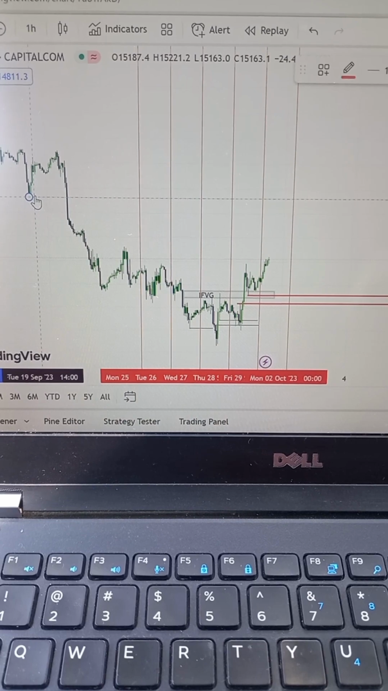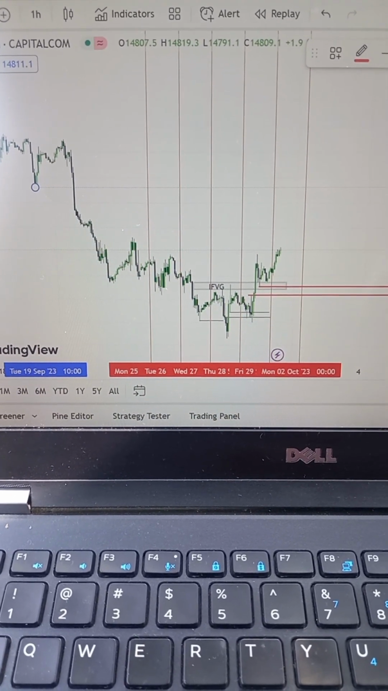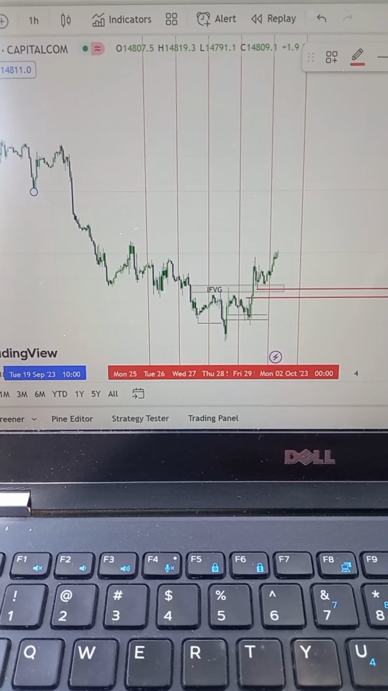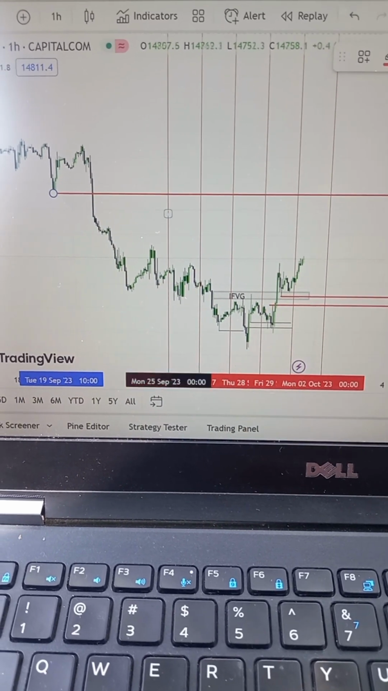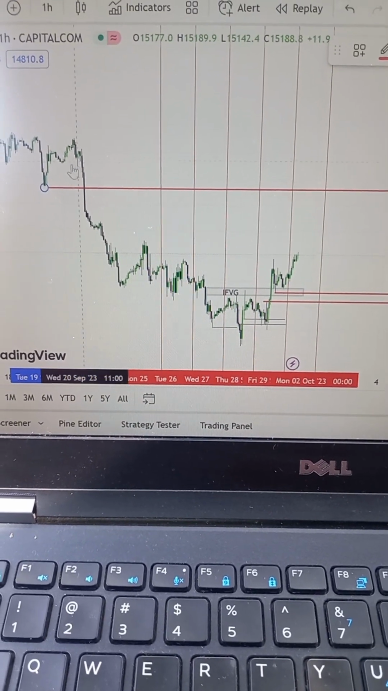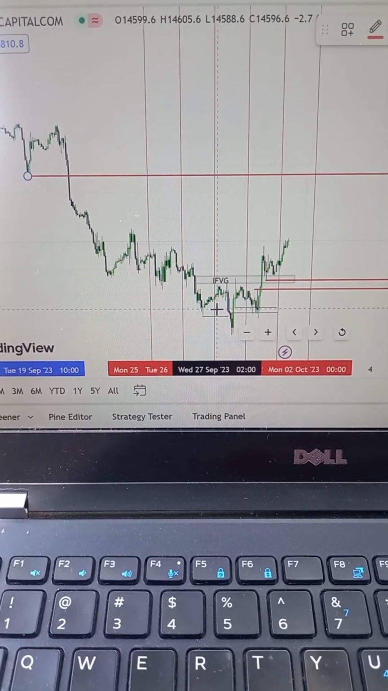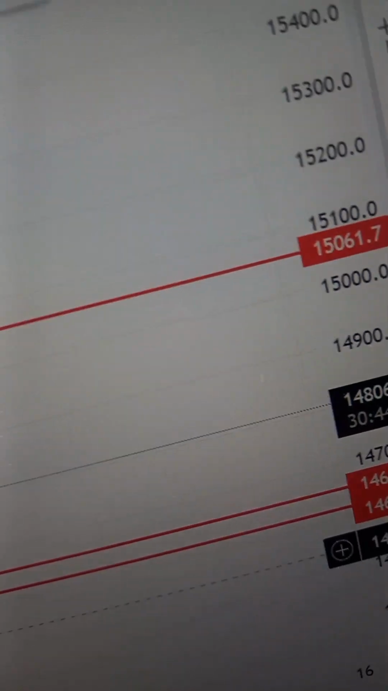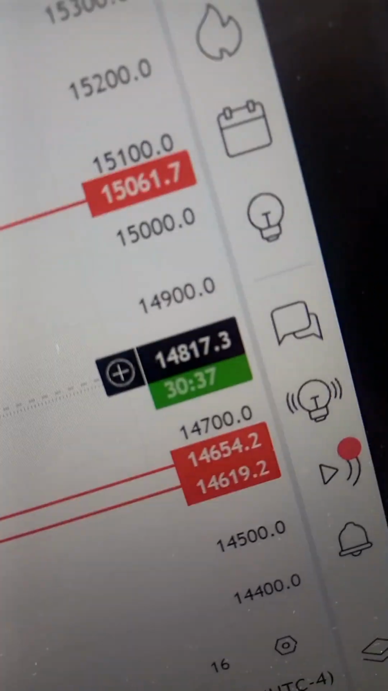Okay, we're anticipating for price to come to this level here. Let me make it wide and thick so that it can be visible to you all. Oh, okay, you have seen it. This level, I'm anticipating for Nasdaq to come to this. It is 15,061.7. That's the level that I'm anticipating, and right now price is at 14,817.